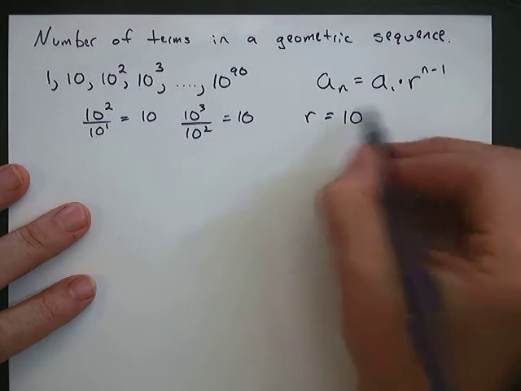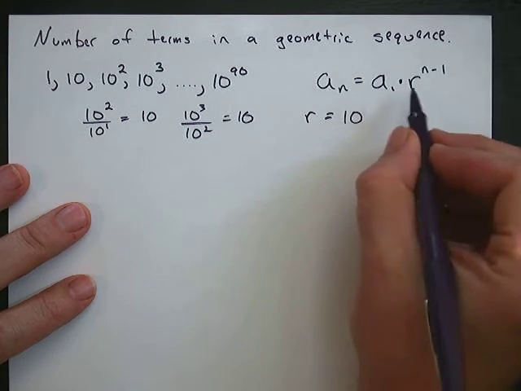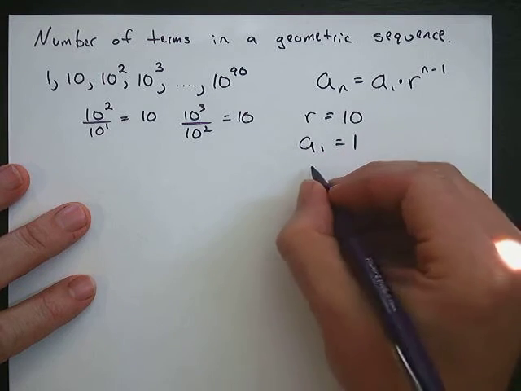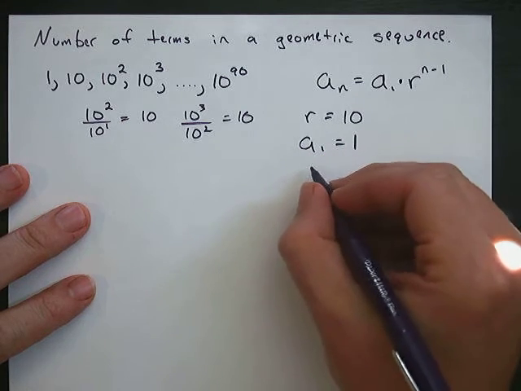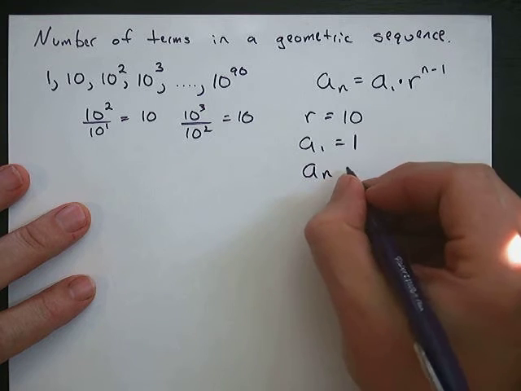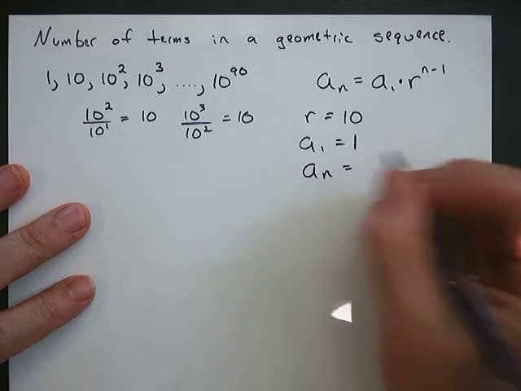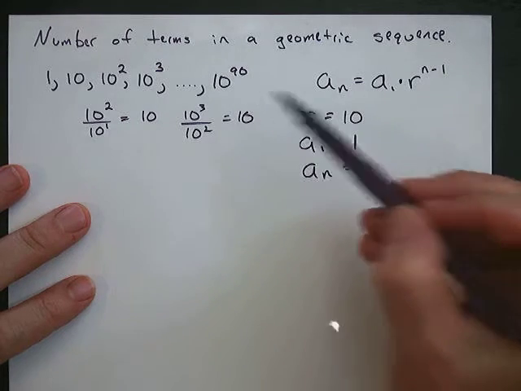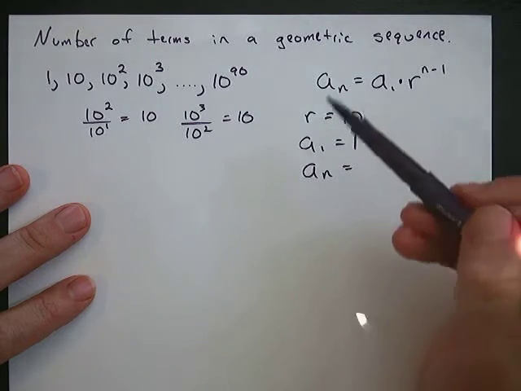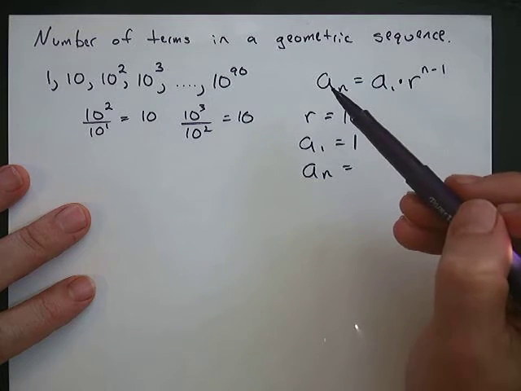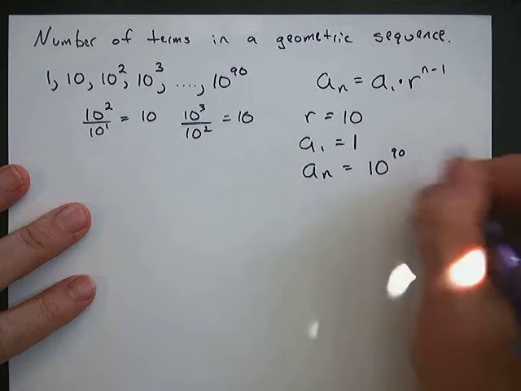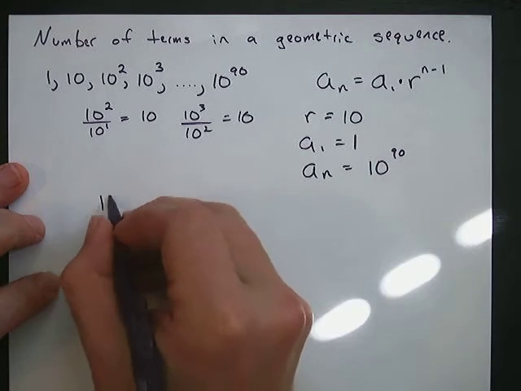We're going to use this formula since this is a geometric sequence. Our a sub 1 is equal to 1. And our a sub n, this time, is going to be our last term. In this particular problem, we're looking for the number of terms. We know our last term is 10 to the 90, and we just want to know what term it is. So a sub n is going to be equal to 10 to the 90 power.